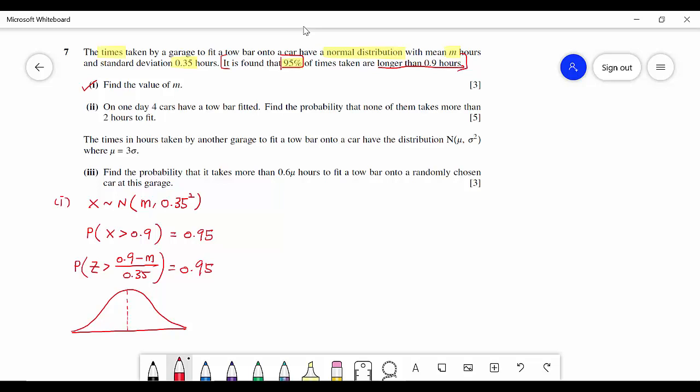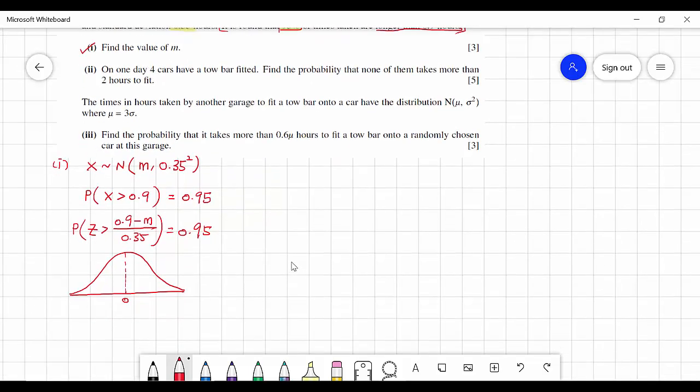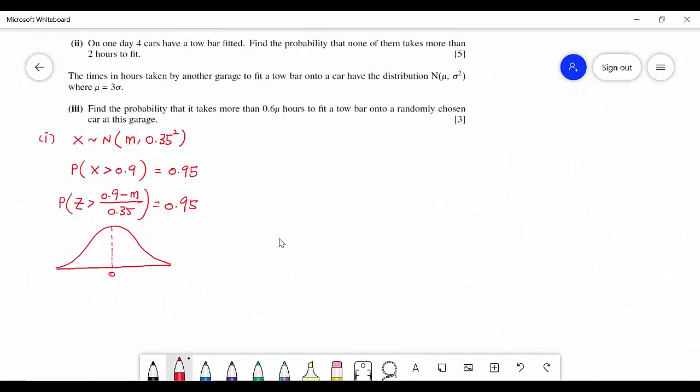Okay, so this is 0.95. 0.95 is a large area, should be more than 0.5. And then this sign here means that you should shade the area on the right hand side. So from all this, I will know that my value of z should be on the left hand side or below 0. That means it should be a negative value.